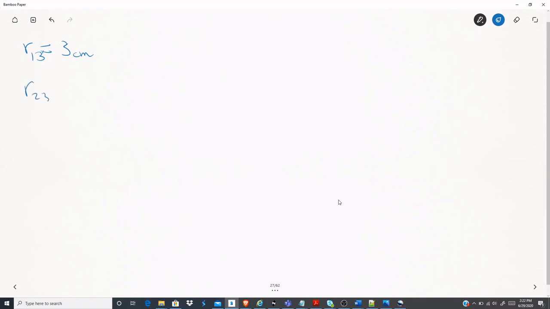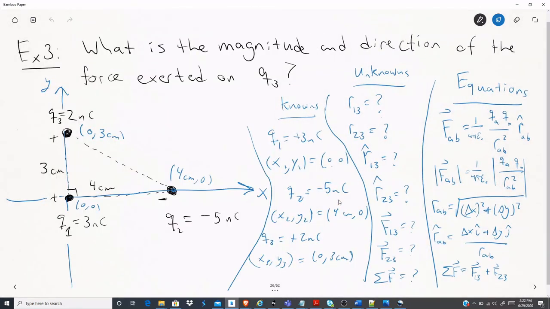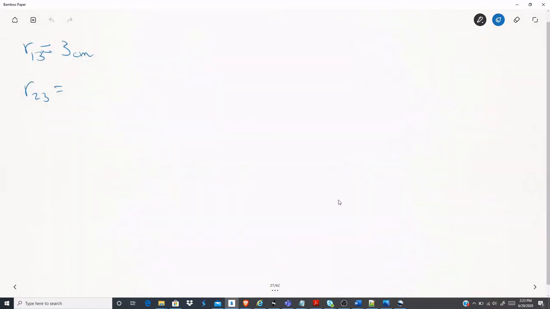The distance from charge 2 to charge 3, I have to work out using the Pythagorean theorem. You might recognize that this is a 3, 4, 5 triangle, so we just know that this is going to be 5 centimeters. But I'm going to use the Pythagorean theorem to solve it regardless. So, the distance from charge 2 to charge 3 is going to be the square root of the difference in their x-coordinates squared plus the difference in their y-coordinates squared. What are these differences?